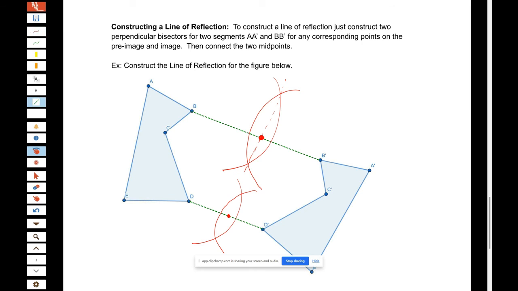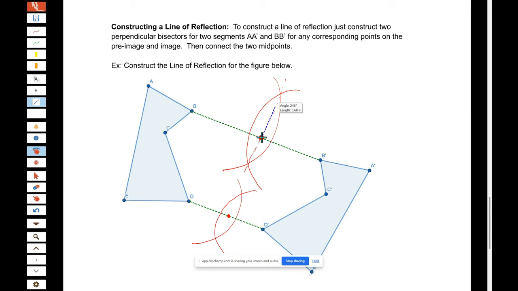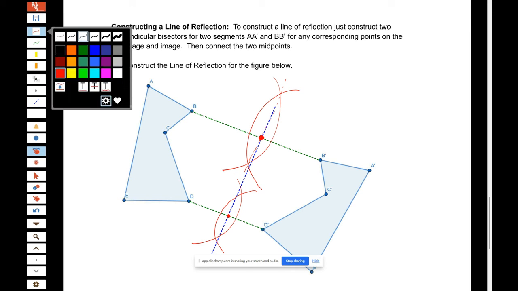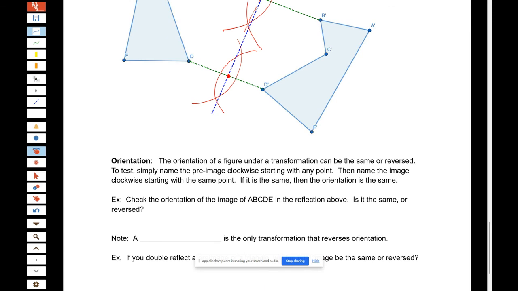And then finally, to get your line of reflection, you will connect those 2 midpoints, and that gives you your line of reflection. Only it'll look much nicer with a real compass. Now, if you're sketching it, you can just eyeball the midpoints and then connect them.